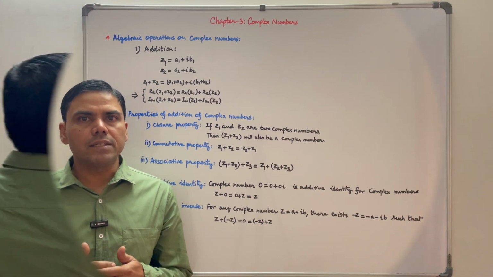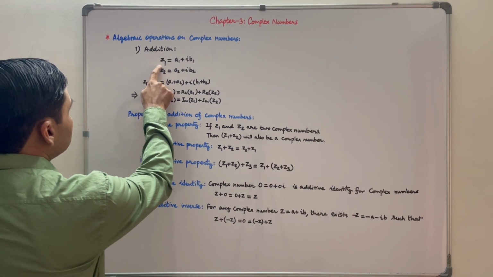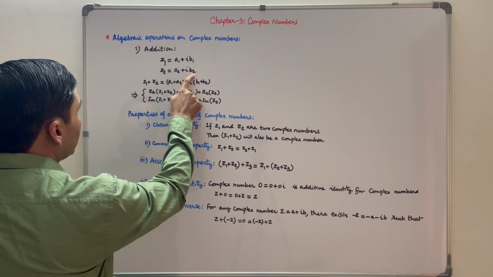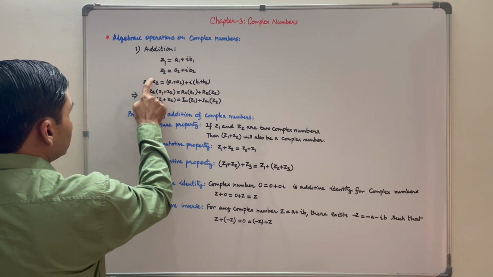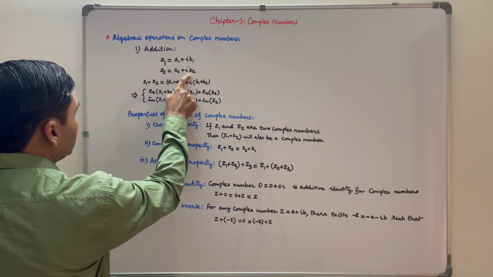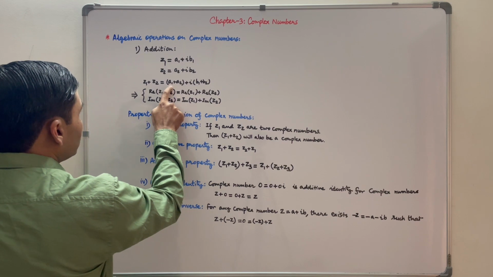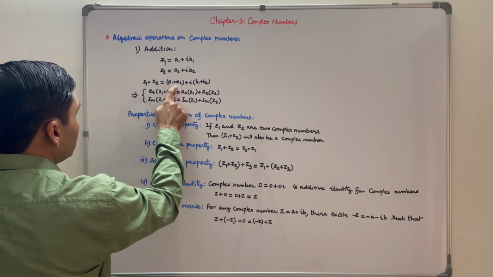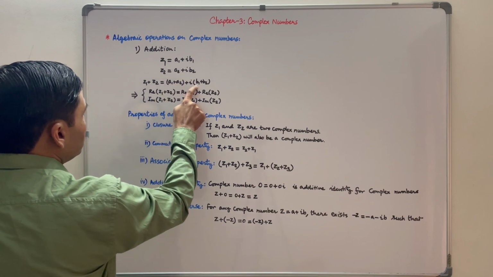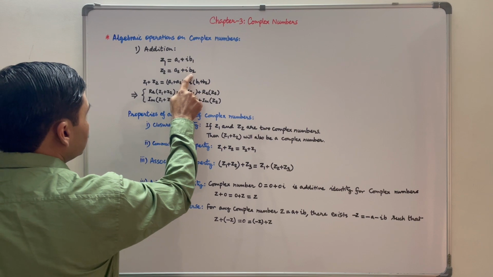First, addition. Suppose z1 and z2 are two complex numbers such that z1 is equal to a1 plus ib1 and z2 is equal to a2 plus ib2. So z1 plus z2 is equal to a1 plus a2 plus i into b1 plus b2. This is real part and this is imaginary part. It is clear from here that real of z1 plus z2 is equal to real of z1 plus real of z2 and imaginary of z1 plus z2 is equal to imaginary of z1 plus imaginary of z2.